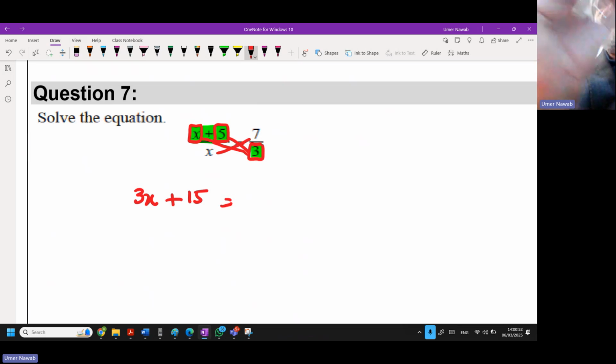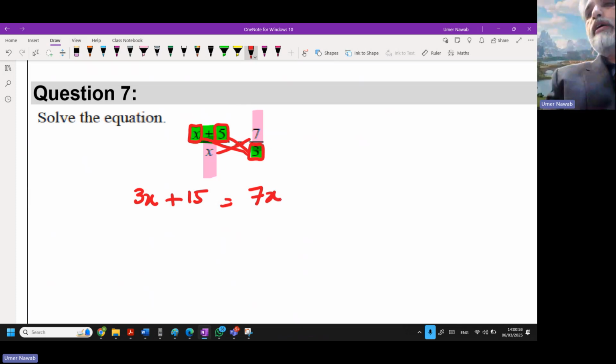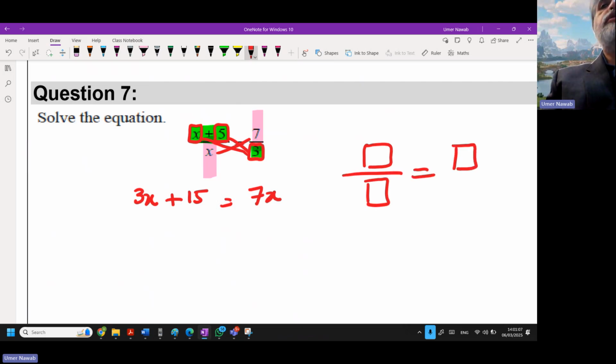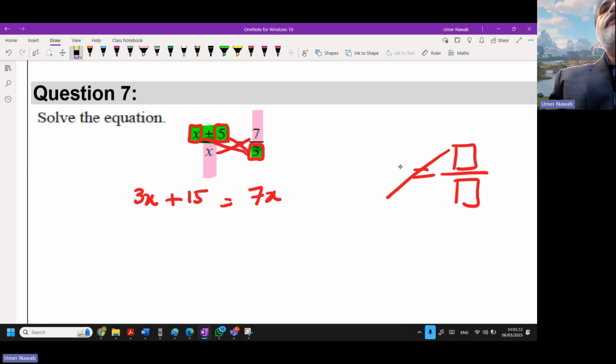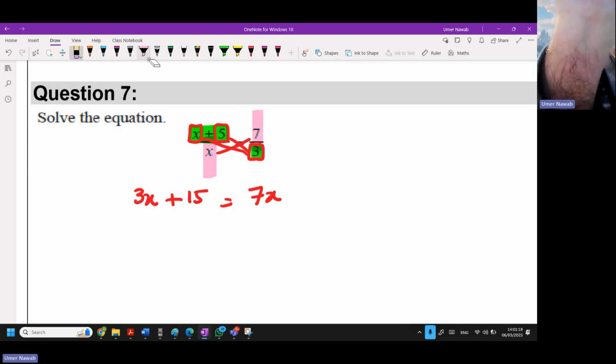And then now I'm going to multiply my x with the 7. So that gives me 7x on the right hand side. So this is called cross multiplication. Cross multiplication is allowed when we have a fraction equals to a single fraction. Now, after doing this, I have to again readjust my equations, my terms.